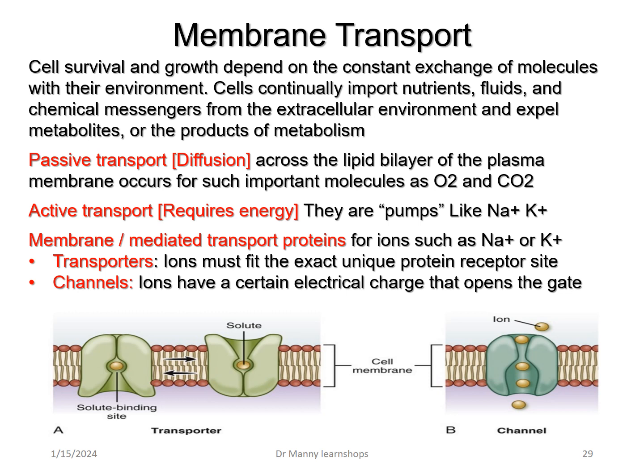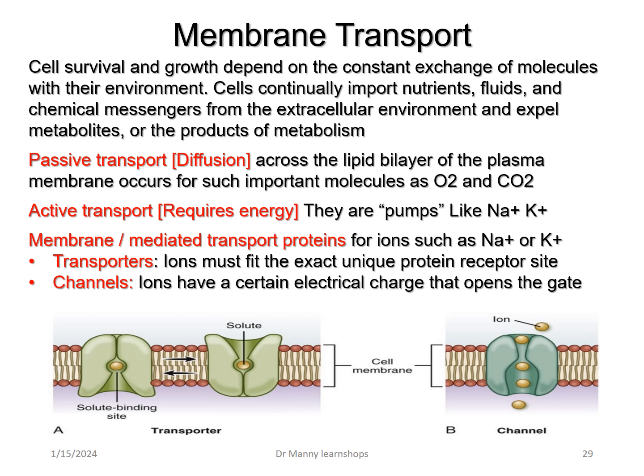When we look at membrane transport, we have passive transport, which is diffusion. This occurs across the lipid bilayer of the plasma membrane for things such as molecules of oxygen and carbon dioxide. Then you have active transport, and if there's activity, it requires energy. These are pumps like the sodium-potassium pump, the sodium-calcium pump, and numerous types of pumps located within the cell membrane. Then you have membrane-mediated transport proteins for ions such as sodium, potassium, calcium, and magnesium, and the list goes on.